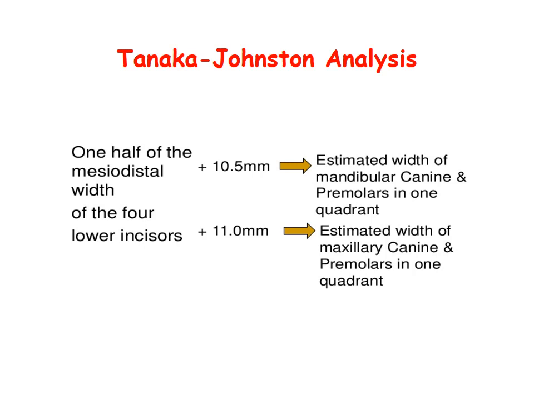The third type of analysis in mixed dentition is Tanaka-Johnston analysis, where one half of the mesiodistal width of the four mandibular incisors plus 10.5 mm gives us the estimated width of the mandibular canine and premolars in one quadrant. The formula for the maxillary quadrant is one half of the mesiodistal width of the four lower incisors plus 11 mm, which provides the estimated width of the maxillary canines and premolars in one quadrant.